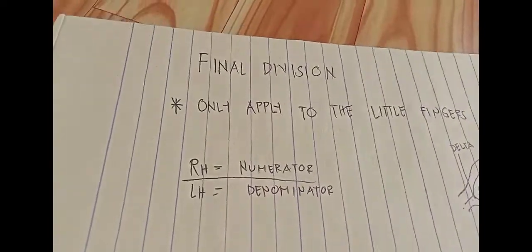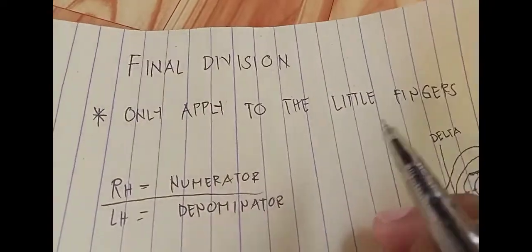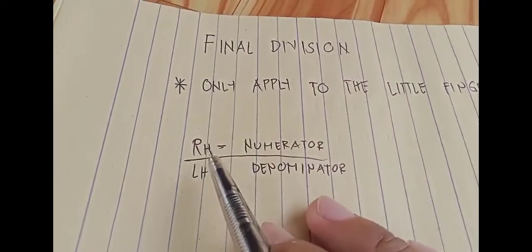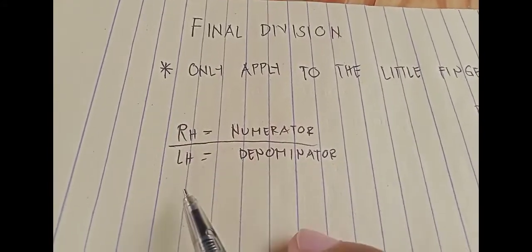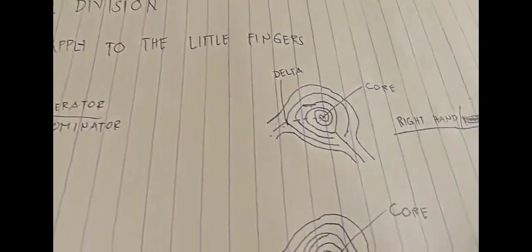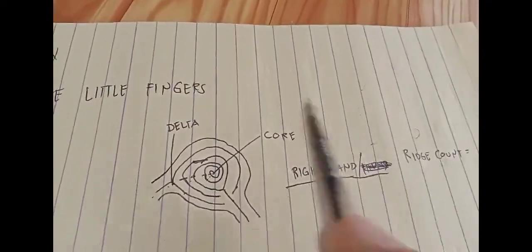So for now, let us proceed to the final division. For the final division, it is only applied to the little fingers. And still, the right hand will be the numerator and the left hand will be the denominator. So, how to perform bridge counting? We have an example here.